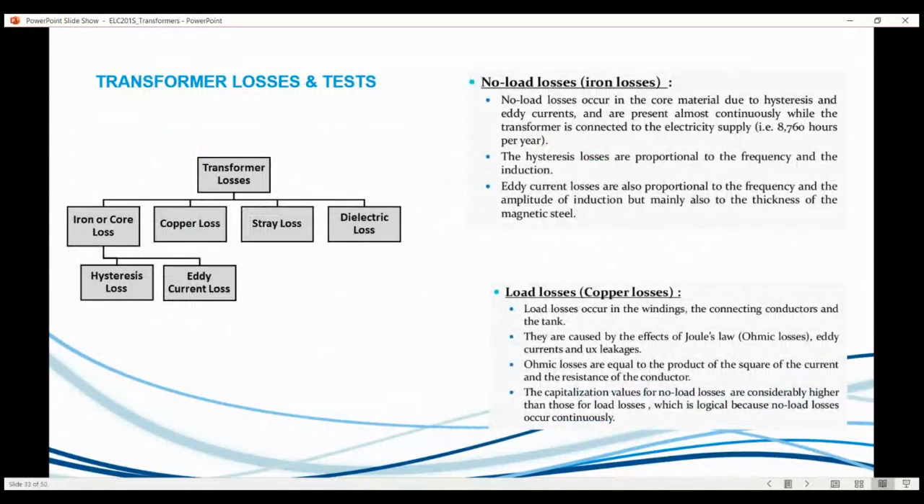Okay, where I want to get to now is the losses. I did show you those losses in the nameplate, and what I want to talk about is the losses. Just like an induction motor, if you recall, we had the copper losses and the iron losses. It's a similar thing in the transformer. So there are four main transformer losses: the copper loss, the stray losses, your dielectric losses, and your iron or core losses, which is split into two parts, the eddy current and hysteresis loss.